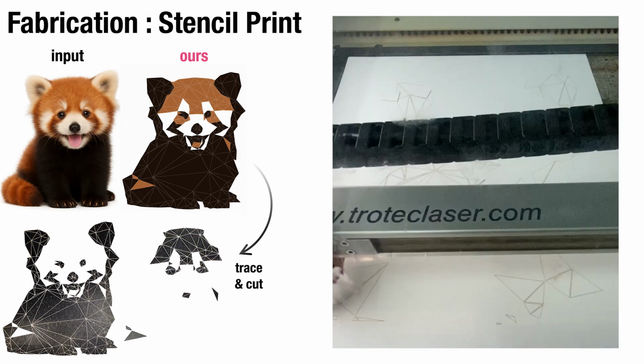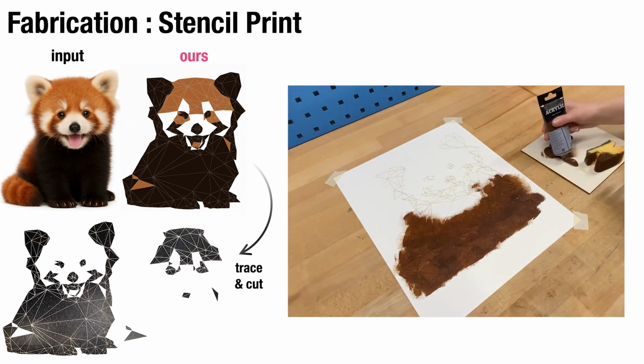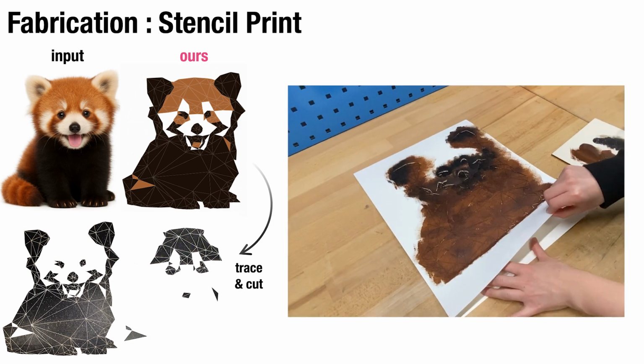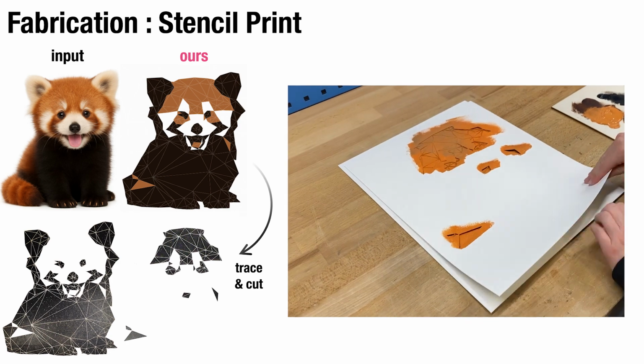We can also use our low-poly output to cut stencils. The mesh edges are used as a feature-aligned support structure. Each stencil represents one color from our palette to be painted, and layering the stencil prints together reproduces our target image.